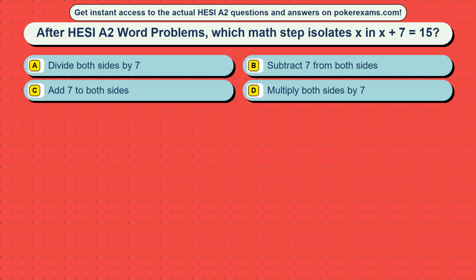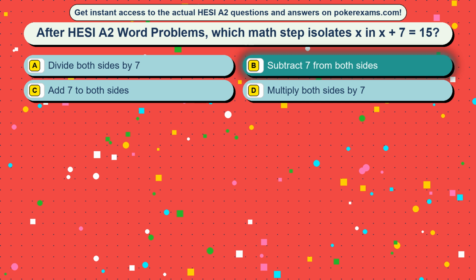Question 36. In HESI A2 problems, which math step isolates x in x plus 7 equals 15? Option A, divide both sides by 7. Option B, subtract 7 from both sides. Option C, add 7 to both sides. Option D, multiply both sides by 7. The correct answer is option B, subtract 7 from both sides.